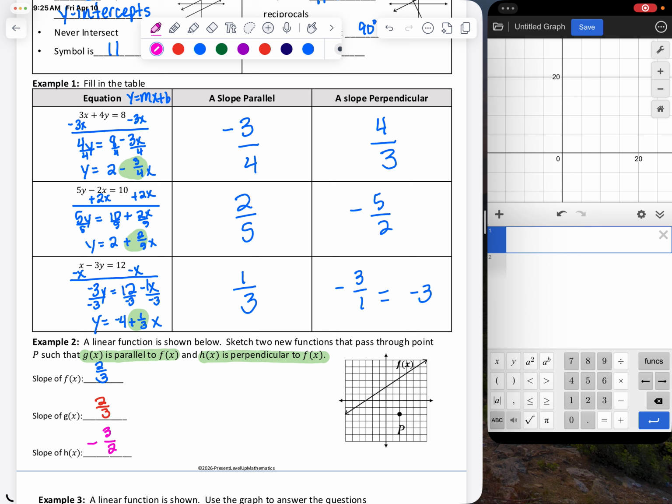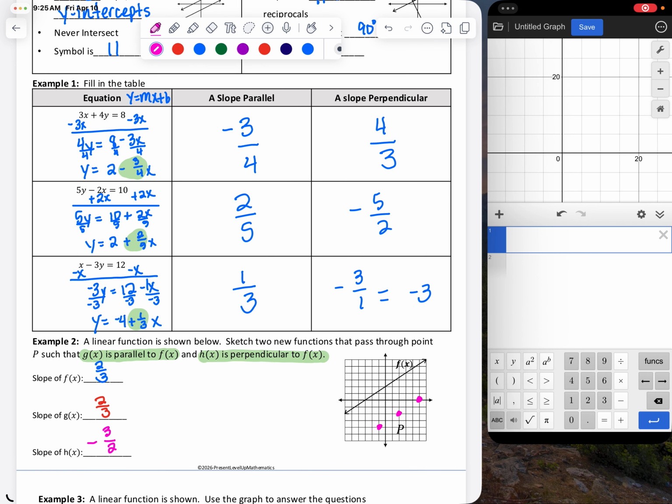Okay. Now, the next thing we're going to do is sketch each one of those lines. So I'm going to sketch g of x first, and g of x has a slope of 2/3. So start with point P, and I'm going to go up 2, right 3. I can't go any more that direction, so I'll go the opposite way, down 2 and left 3. Let me color over that and make these little points red. This is g of x. It is parallel, and it has the same slope of 2/3.